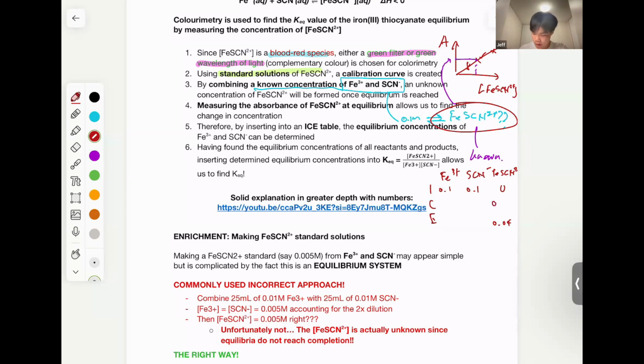You find the change is minus 0.04, minus 0.04, plus 0.04, and the equilibrium concentrations are 0.06, 0.06, and 0.04, and you have all your equilibrium concentrations, allowing you to take this and put it into K. 0.04 over 0.06 squared. And you would get a K value from that.